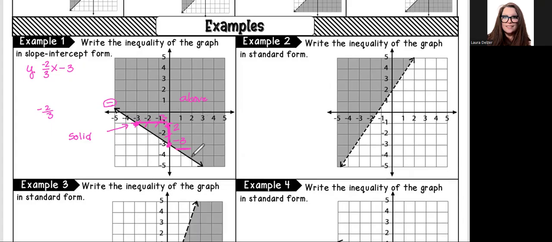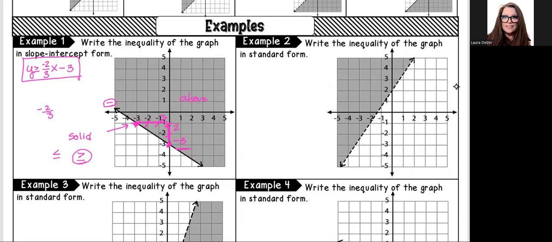Okay, we know because it's a solid line, I have a less than or equals or a greater than or equals. Well, it's shaded above. So because it's shaded above, I know it's going to be my greater than or equal to. So I'm going to go ahead and put that in right here. And this is my equation. Okay, so there are several pieces that you're going to be looking for when you do these.